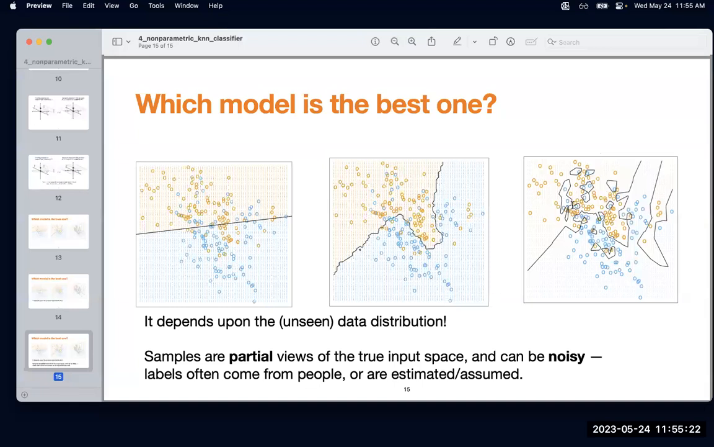So that concludes our lecture on non-parametric models. We have visited the KNN classifier, and we have briefly compared it against our previously seen model, an example of a parametric classifier, the linear classifier.